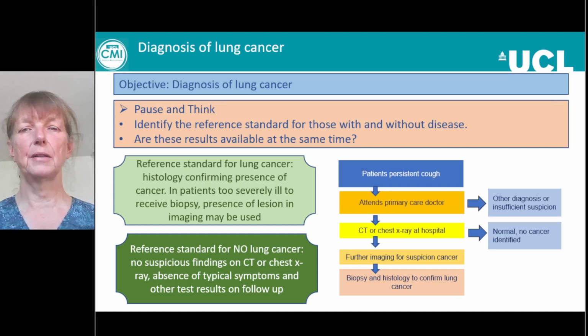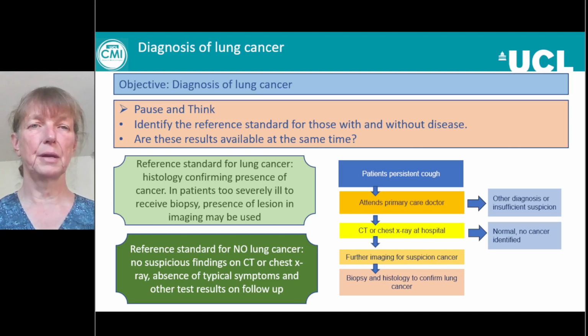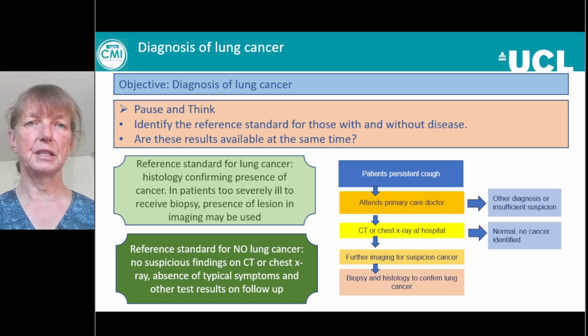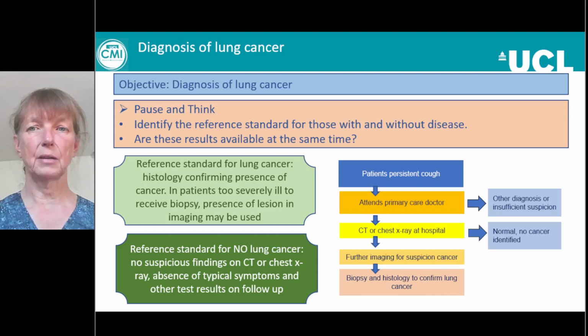For people with no lung cancer, the reference standard could be a range of things. It could be the biopsy and histology, so they get right down to this stage and then the histology shows it's not cancer. Or it could be people who've got no suspicious findings on their CT or chest x-ray and followed up, have no symptoms or any follow-up imaging that shows any suspicion of lung cancer. It could be people who actually had symptoms that were typical of other diseases and never went to the hospital for a chest x-ray, so they could have been put on some asthma medication. It could have been clear that it was asthma.